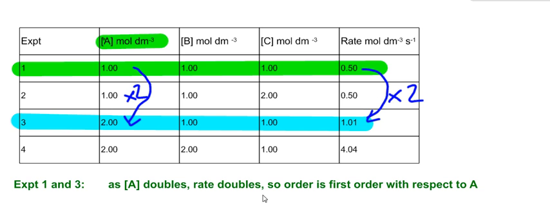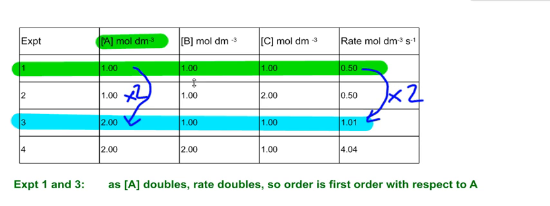So the reaction is first order with respect to A. That is, it's directly proportional. As you double the concentration, you double the rate. And that's what first order means. If you double the concentration, the rate of the reaction will also double.